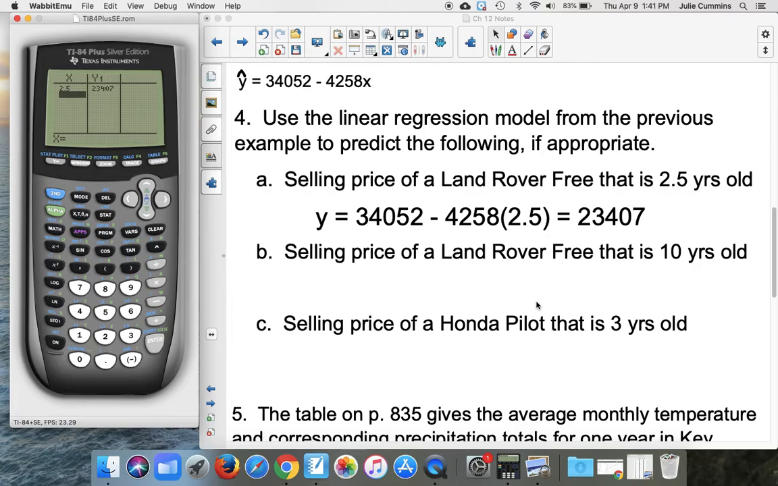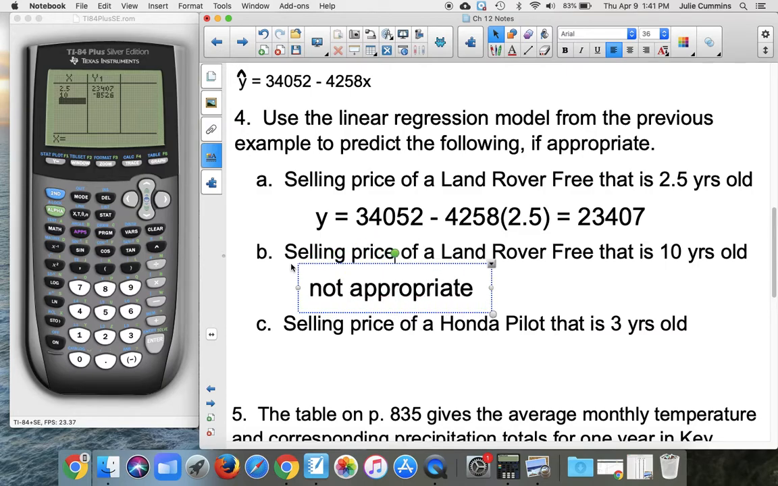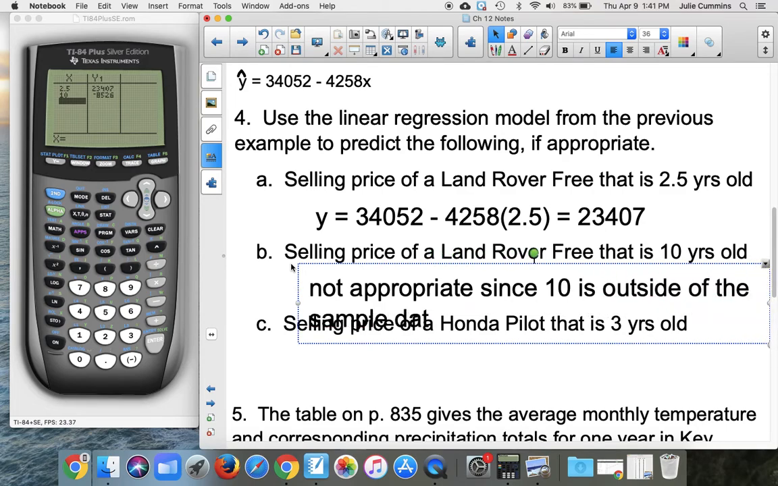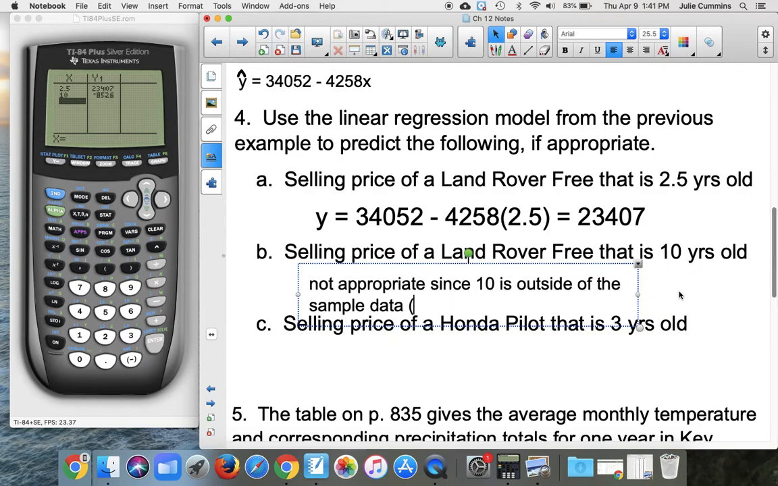Next, the selling price of a Land Rover that's 10 years old. The calculator will do that for us, but remember our data was only for ages of cars 1 to 4, so 10 years old is way outside the data. So for this one, we wouldn't say it, it's way over there. It doesn't make any sense. This would be not appropriate since 10 is outside of the sample data. Make that smaller so you can read it. Okay, the sample data was from 1 year to 4 years.